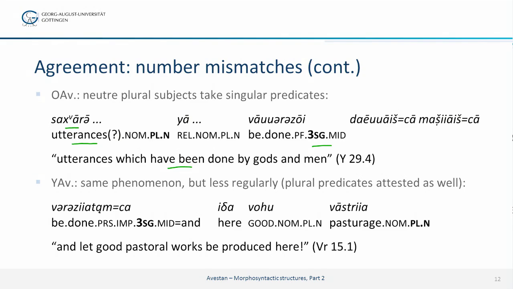In Younger Avestan, as exemplified by the second example, we encounter the same phenomenon. Uruuaxšiiaŋtąmca ida vohu vāstriia, and let good pastoral works, vohu vāstriia, let them be done, let them be produced here, vərəzyātəm, again with a singular verb, agreeing, or actually not agreeing, with the plural neuter subject.